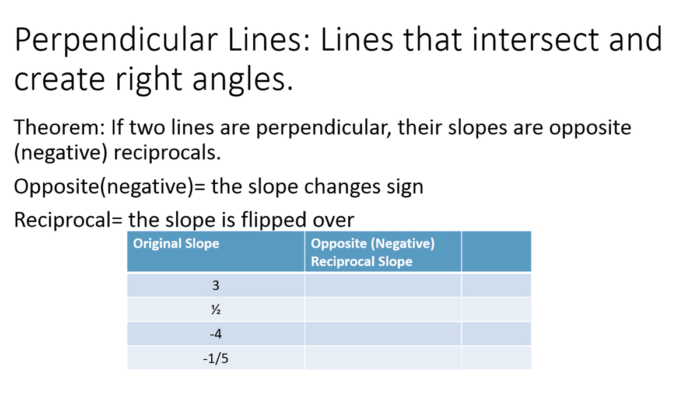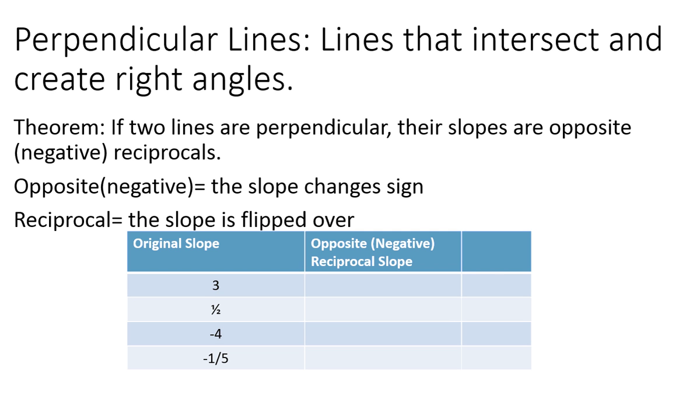But what does opposite or negative mean? It means the slope will change signs. So if your slope is positive, the perpendicular slope will be negative. And if your slope is negative, your perpendicular slope will be positive. So it changes signs. So that's what opposite or negative means. Reciprocal might be a new term to you, but it also might be review. What does reciprocal mean? It means basically that the number is flipped over. So the slope is going to be flipped over. So let's do some examples and hopefully this will make more sense.